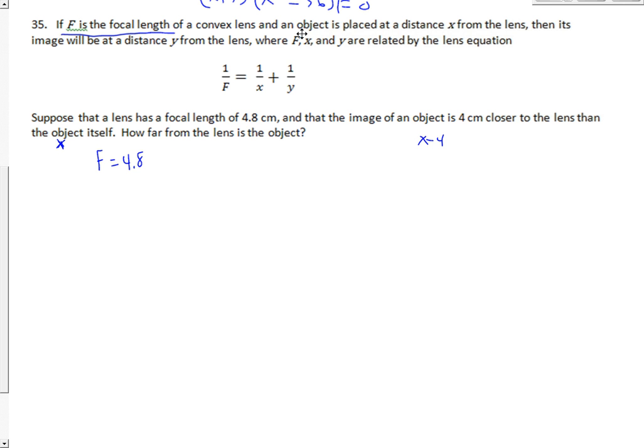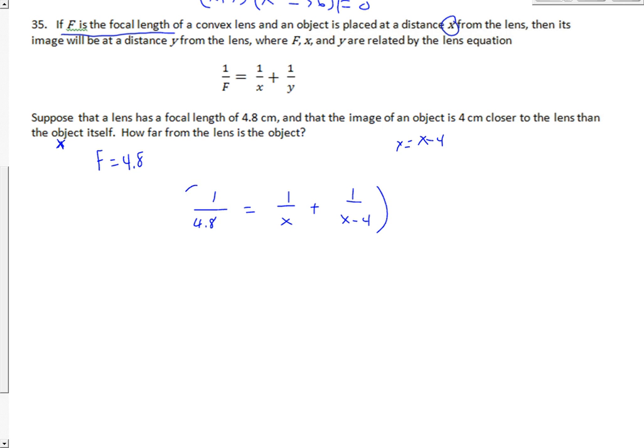And let's see. The object is placed at a distance x, okay? So the object is x, and the image is y. So our y value for the equation is x minus 4. All right. So now we're just going to plug these values into the equation. So 1 over 4.8 is equal to 1 over x plus 1 over our image value of x minus 4. So we've got this set up.